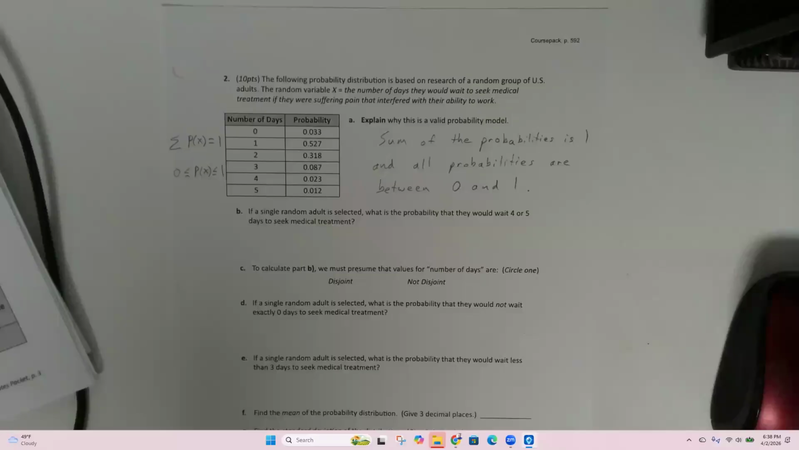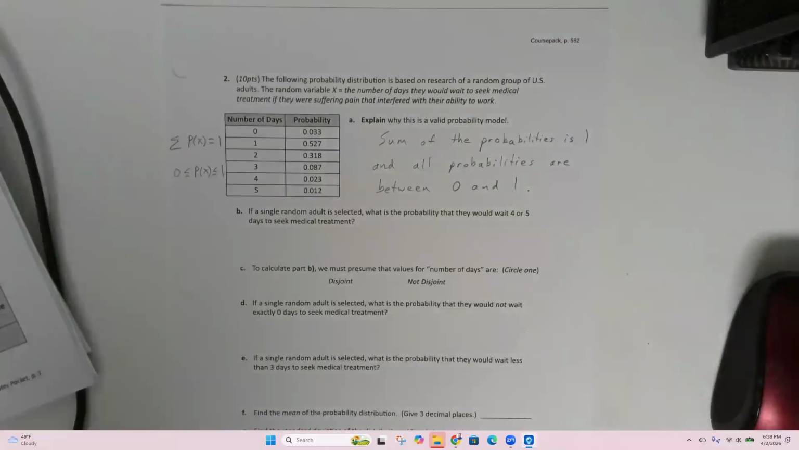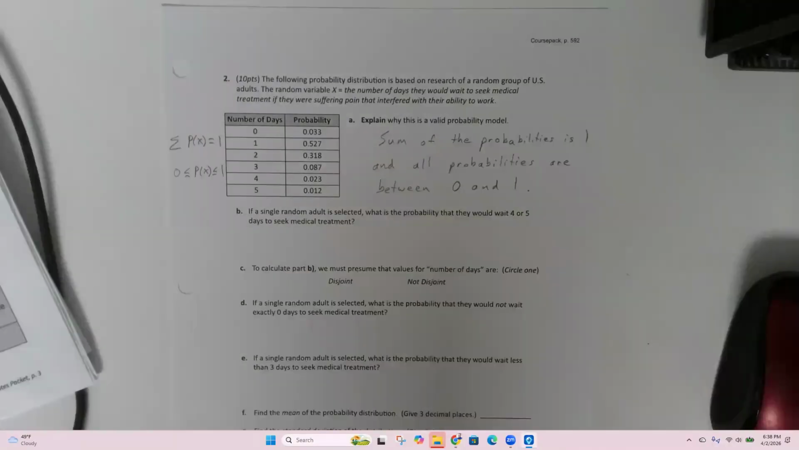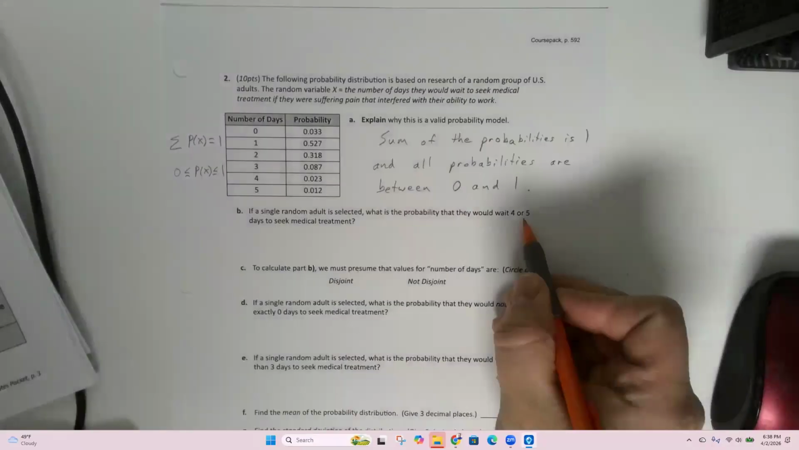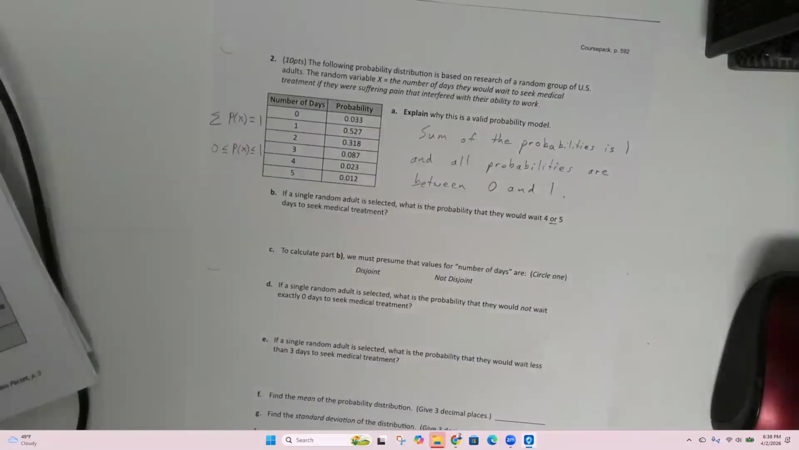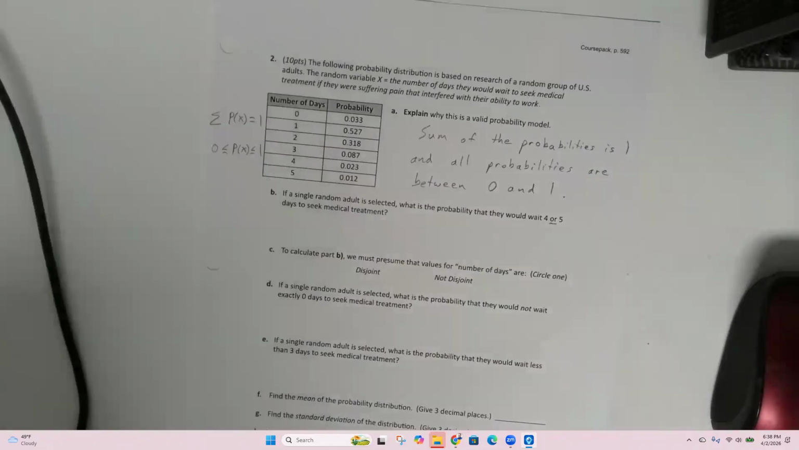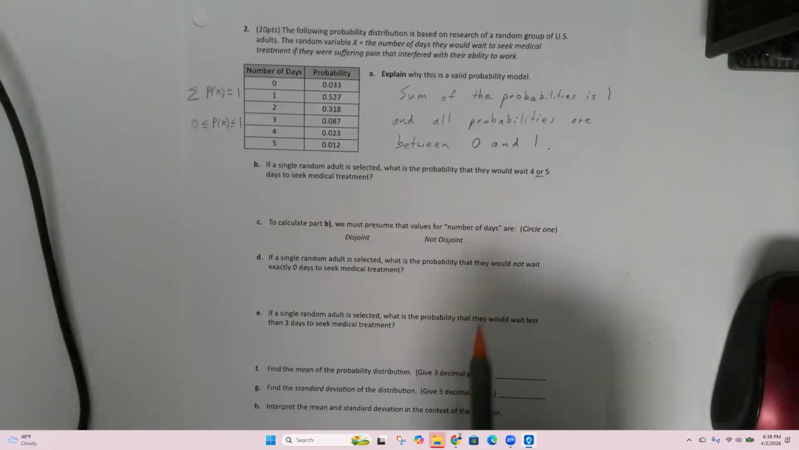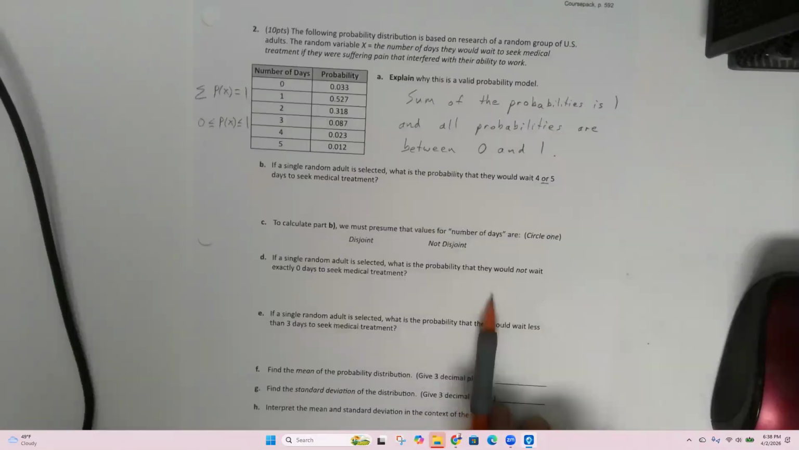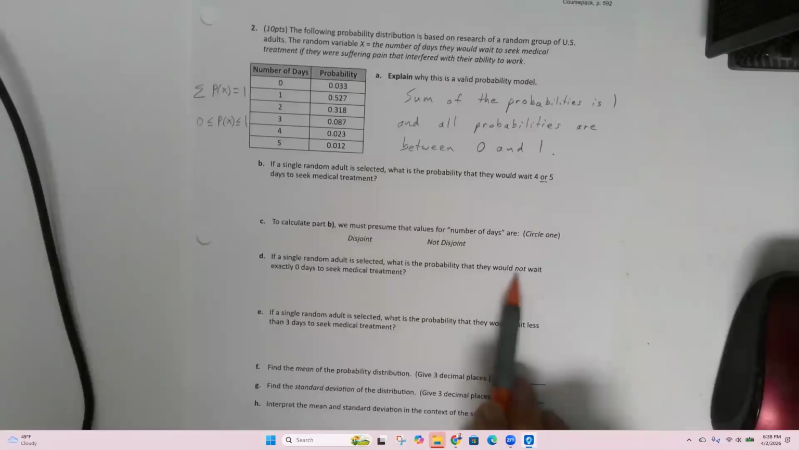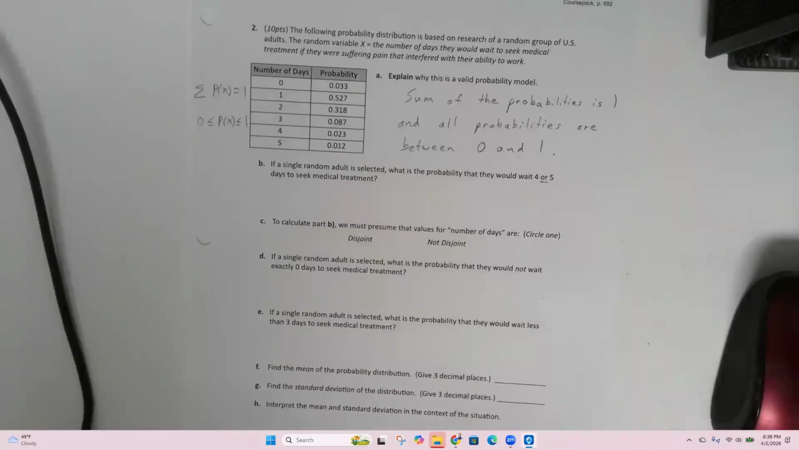All right, anyway. B, if a single random adult is selected, what is the probability they would wait 4 or 5? When we see the word or, there were two ways we could look at it, depending on if it was disjoint or not. Where in my exam notes packet do I find information on probability formulas? So there was an or, not. There's a formula if it's not. There's a bunch of formulas.